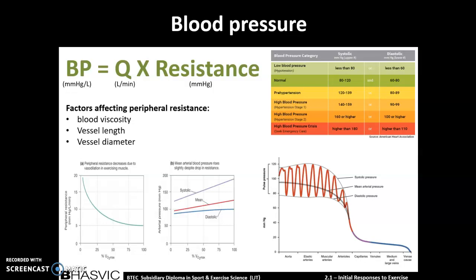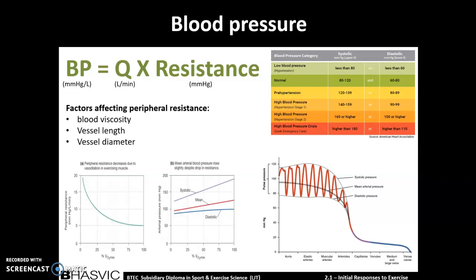And during exercise, vasodilation can take place. It does take place. So looking at the graph on the far left, peripheral resistance decreases as the performer gets closer and closer to their VO2 max percentage. And this is because the body requires more oxygen as a greater oxygen debt.